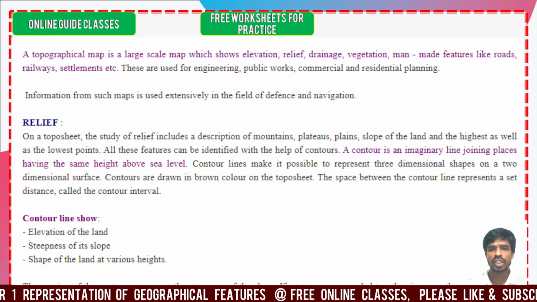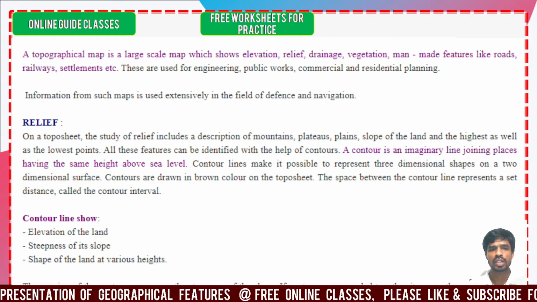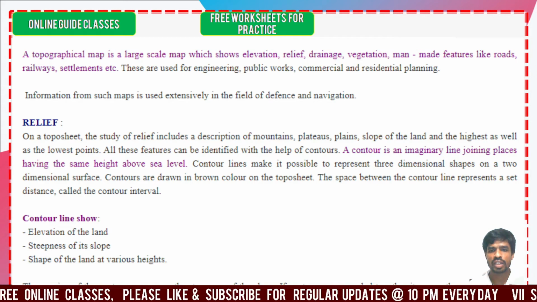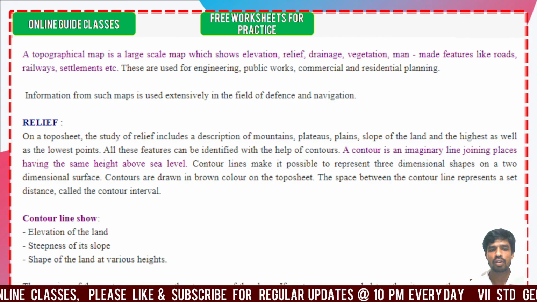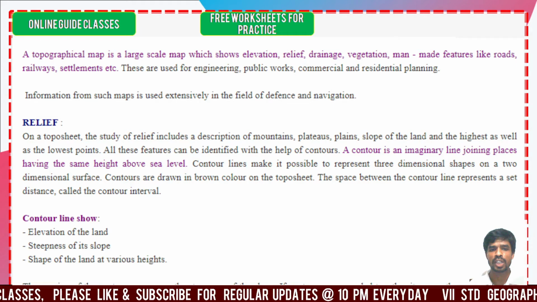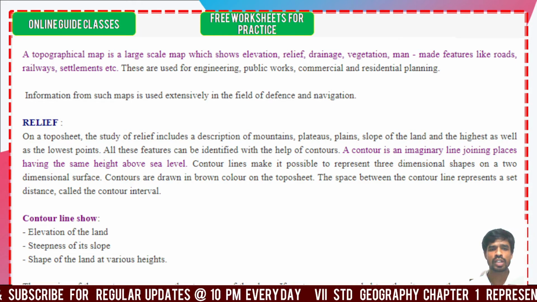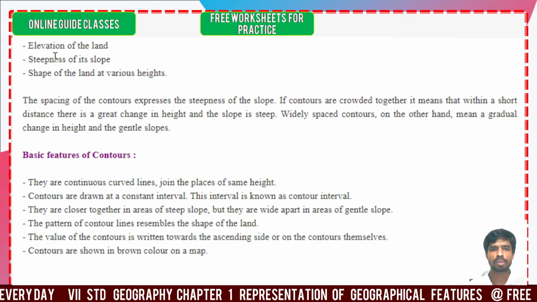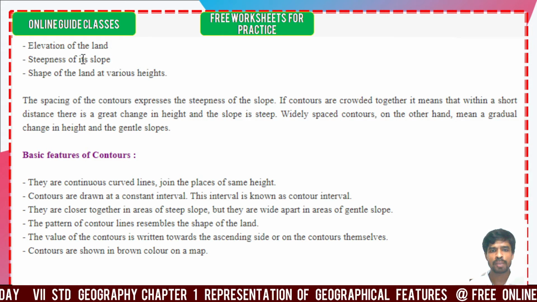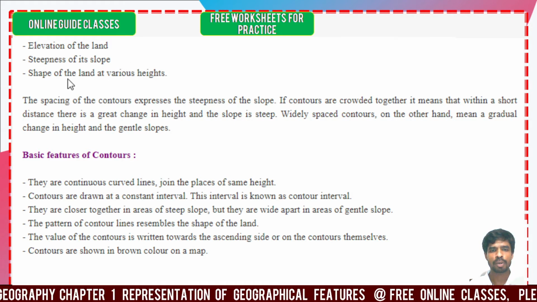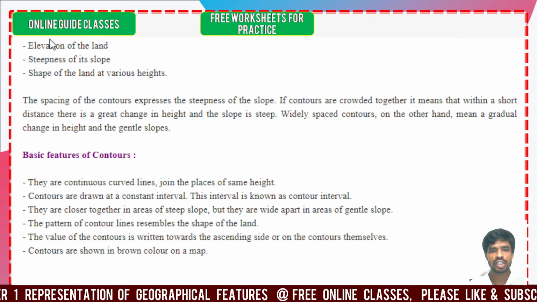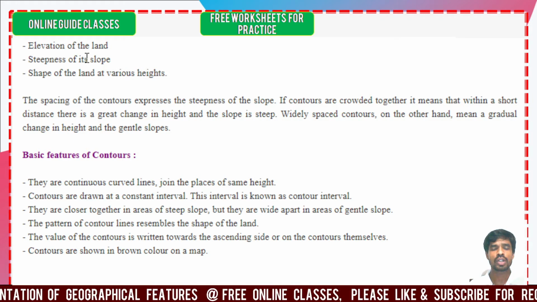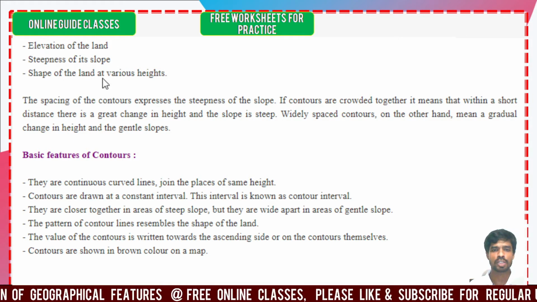The space between the contour lines represents a set distance called the contour interval. What do you mean by contour interval? The gap between the two lines is known as the contour interval. The gap, the space between the two lines. Let's move to the next topic. Contour lines show the elevation of the land. Please remember, elevation, steepness of its slope, and shape of the land at various heights. These are the rules that the contour lines show on topographical maps. Please remember these points, my dear friends.